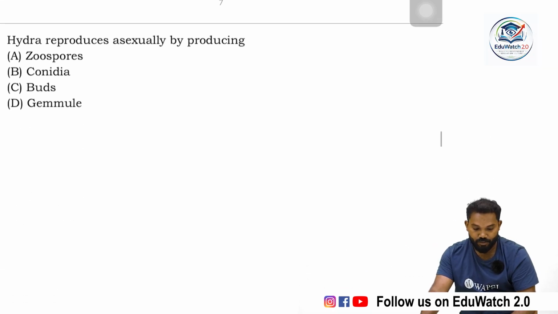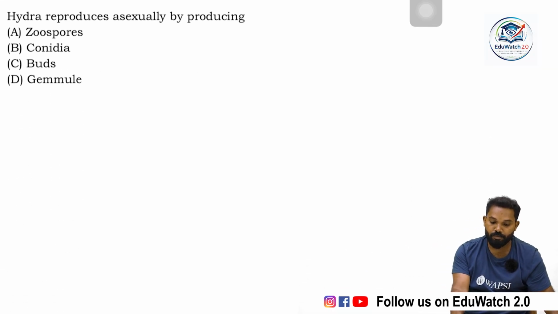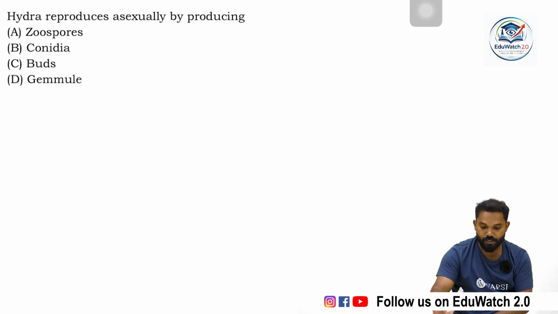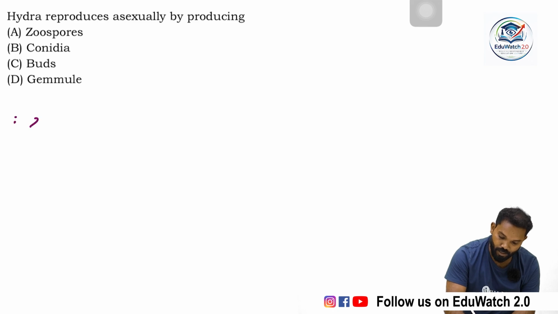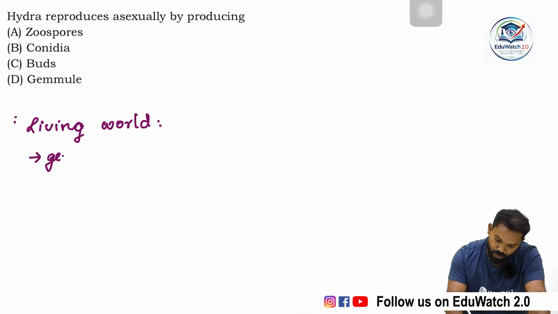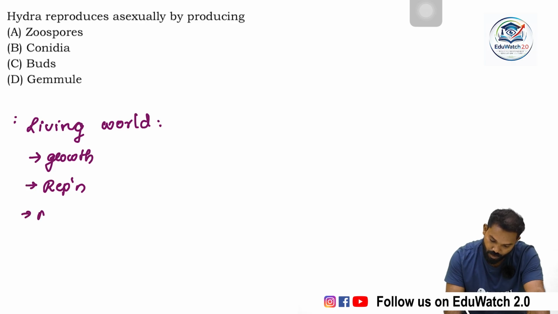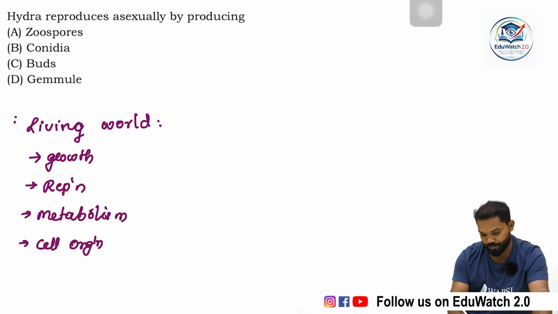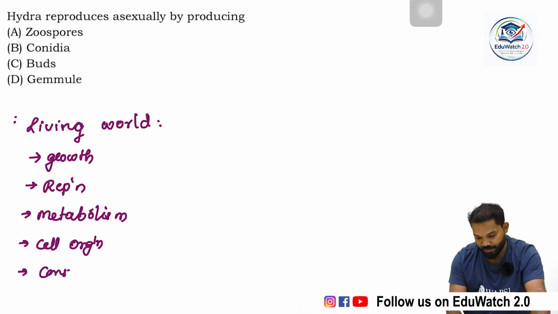So moving to the next question. Hydra reproduces sexually by producing what type of structure? This is from the first chapter, The Living World. In this chapter, we study the characteristics of living organisms such as growth, reproduction, metabolism, cellular organization, and also consciousness.